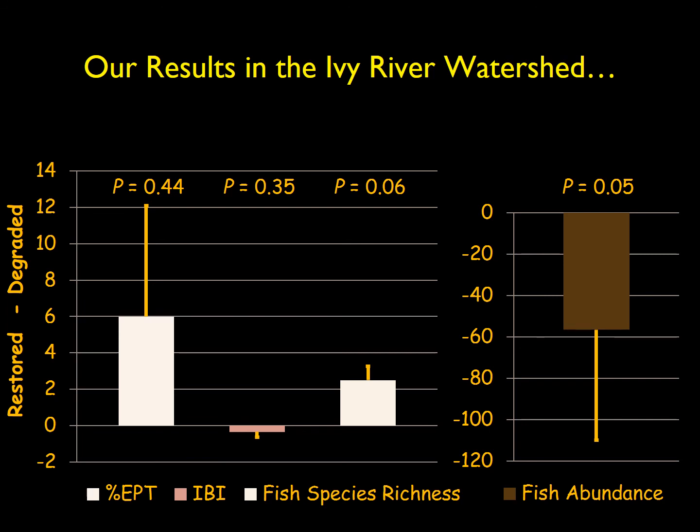Over there on the right, you also see that we found, interestingly enough, fewer fish in the restored sites. And that was largely driven by the large numbers of tolerant fishes that were hanging out in those unrestored degraded sites.